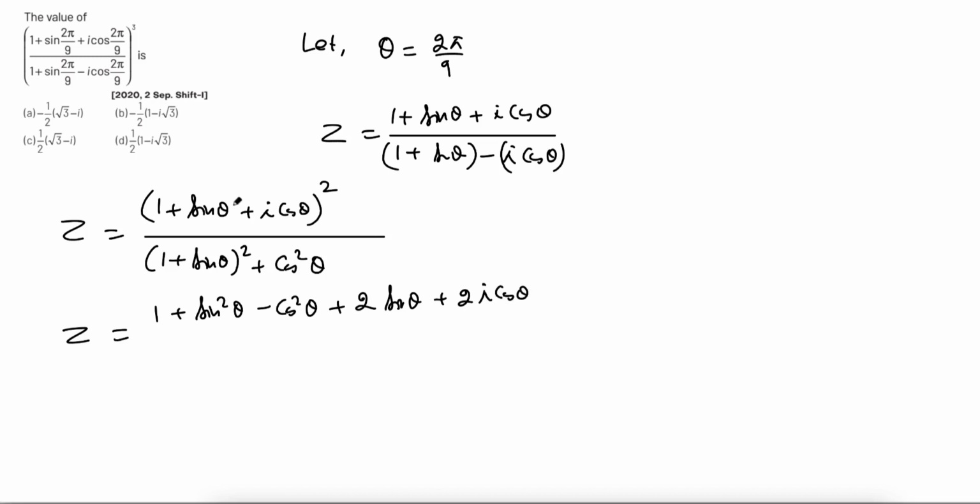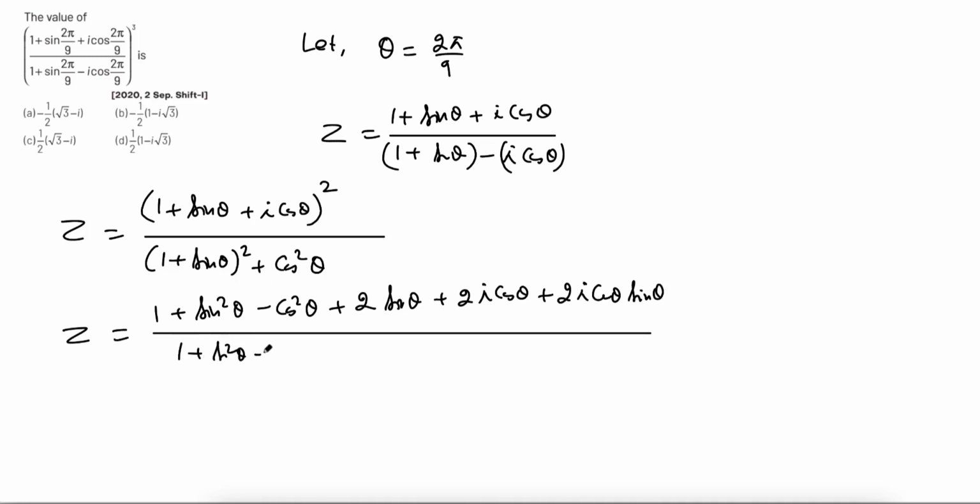Correct? Plus 2 into this. All of you know the (a plus b plus c) whole square formula; I am applying nothing else. So 2 i cos theta sin theta. Divided by, what does the denominator become? 1 plus sine square theta plus 2 sin theta plus cos square theta. So easily you can understand that sine square theta plus cos square theta becomes 1, 1 plus 1 is 2, 2 common, and the denominator becomes 2 into (1 plus sine theta). I am sure it's clear to everybody, right?